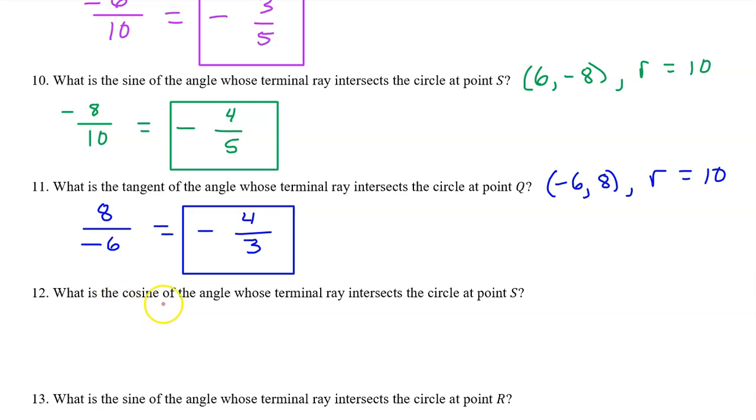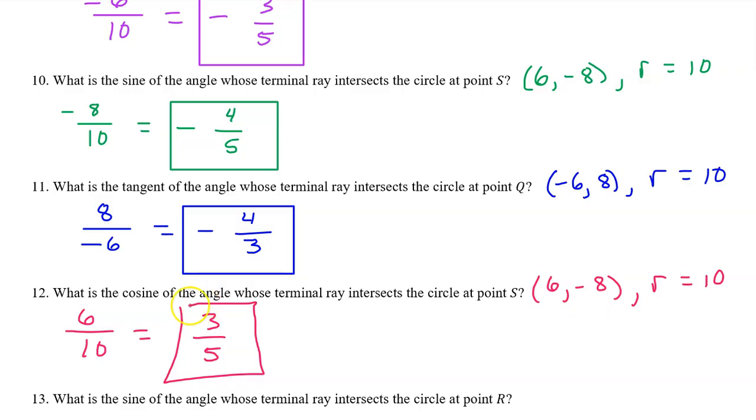Number 12. What is the cosine of the angle whose terminal ray intersects the circle at point S? Point S, which is right here, is the point 6, -8. And the radius is still 10. The cosine of the angle will be the horizontal displacement divided by the radius. So 6 divided by 10. This reduces to 3/5. So that's the answer to number 12.